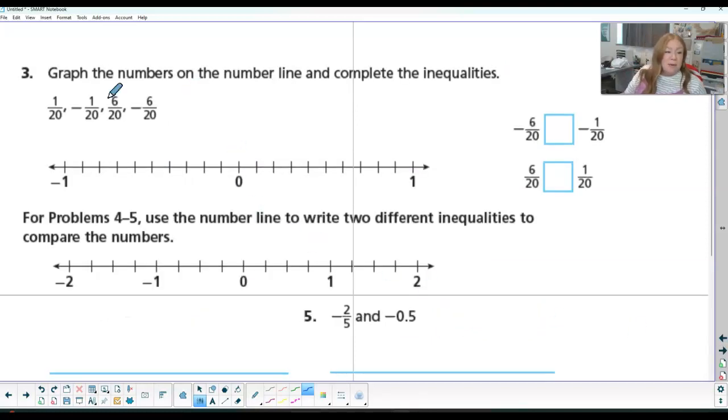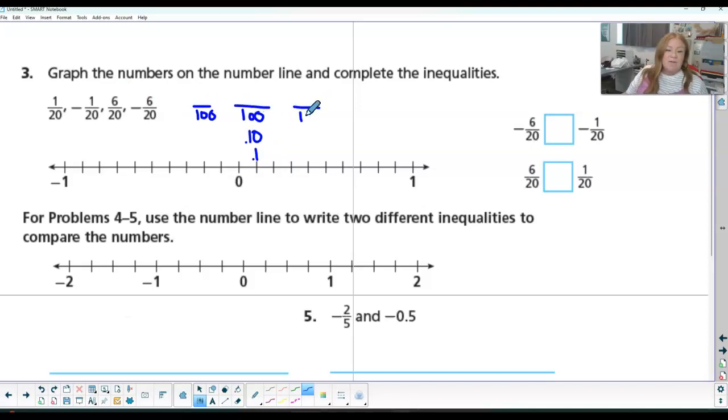Okay, let's check out number 3. We're going to graph the numbers on the number line and complete the inequalities. So these are all 20ths. And here I see 1, 2, 3, 4, 5, 6, 7, 8, 9, 10. These are in tenths and these are 20ths. So we need to do some converting to be able to get these to fit on this number line. I know these could be tenths. We could also break them up into hundredths because that is the same thing. So we're going to change these all into hundredths.